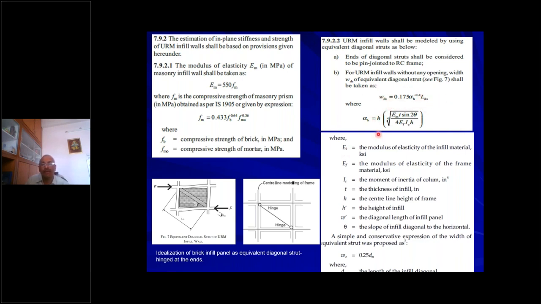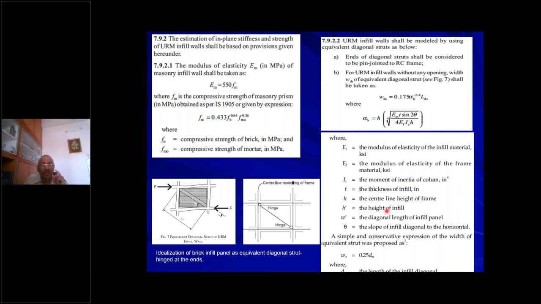These are all the elaborative changes they have made in the new code of practice. In the new code of practice they have taken the modulus of elasticity of the masonry and the modulus of elasticity of the frame material or concrete material. Both have been taken into account in order to arrive at what should be the width of the strut actually, width of the strut. So these are all the things.